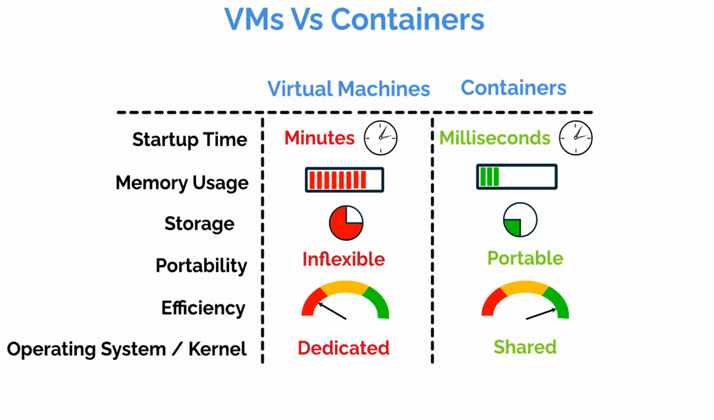So in conclusion, containers are ideal for lightweight, scalable app deployment, while virtual machines offer strong isolation and support for multiple operating systems. Most setups use VMs as the foundation and containers for efficient app delivery.